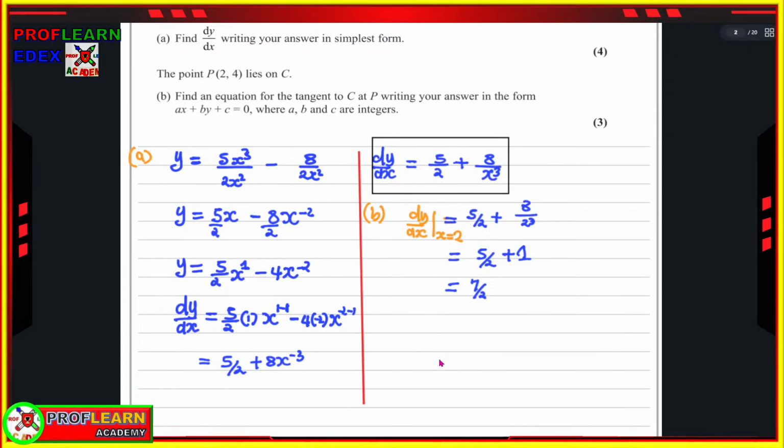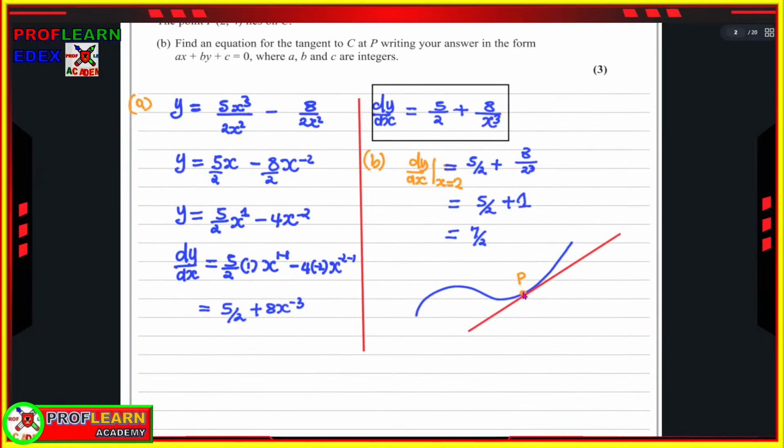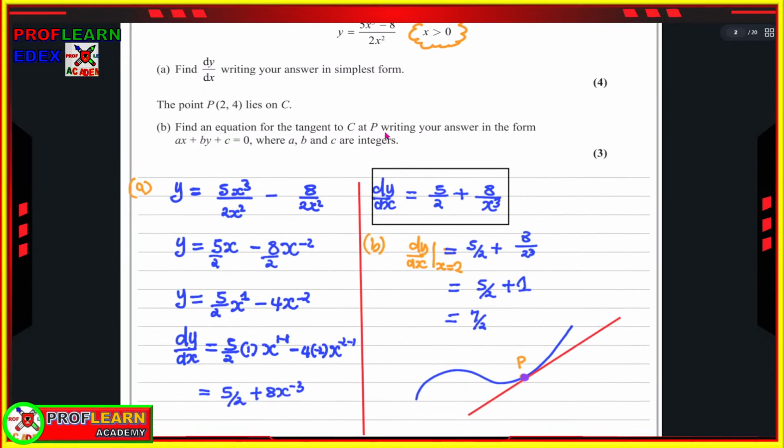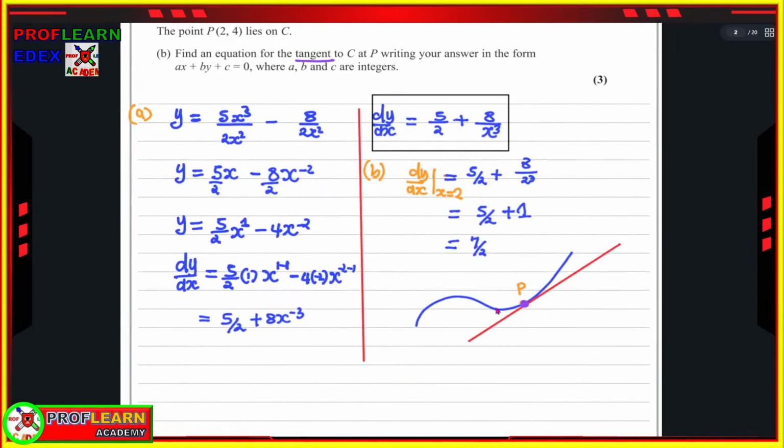Suppose we have a curve like that, and this is the point P. A tangent is a line that touches that curve at the given point, which means the gradient of the curve and the gradient of the tangent are the same. We are supposed to find the equation of the tangent. Remember the equation of a line is y equals mx plus c, and the coordinates of P were 2, 4.